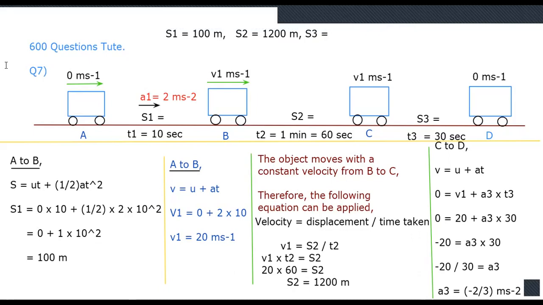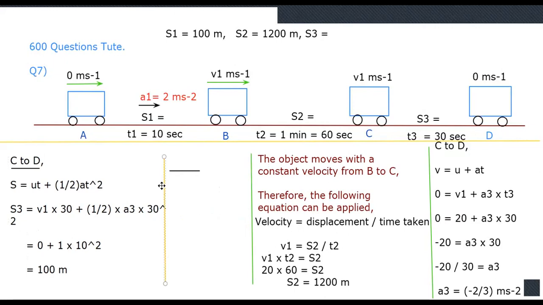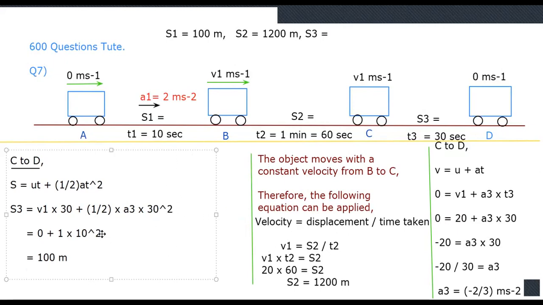Apply the equation S equals ut plus half at square. Very good. To find S3, we should apply this equation from C to D. C to D displacement is S3. Velocity at C is V1, so U is V1. Time taken is 30 seconds, plus half, acceleration is A3, time taken is 30 seconds. We should get the square of it. Can you do the rest and find S3, dear? Give a try.